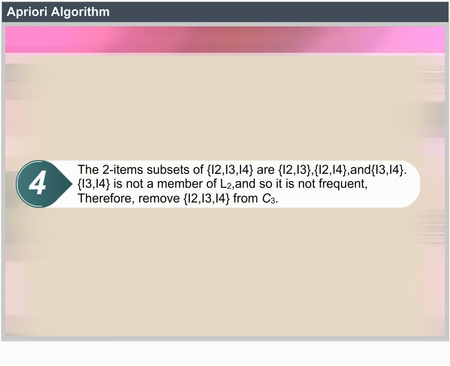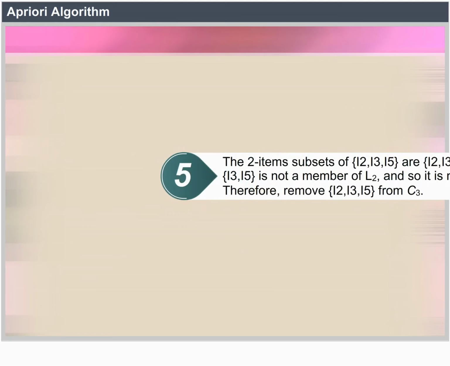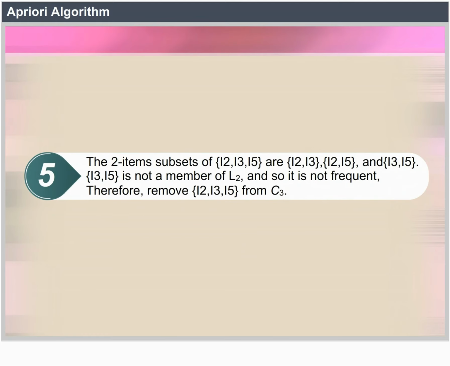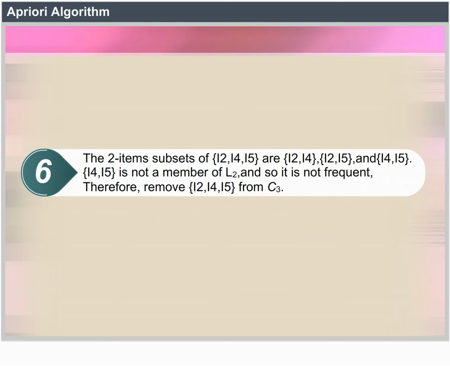The 2-item subsets of {I2, I3, I4} are {I2, I3}, {I2, I4} and {I3, I4}. {I3, I4} is not a member of L2 and so it is not frequent. Therefore, remove item set {I2, I3, I4} from C3. The 2-item subsets of {I2, I3, I5} are {I2, I3}, {I2, I5} and {I3, I5}. {I3, I5} is not a member of L2 and so it is not frequent. Therefore, remove {I2, I3, I5} from C3.